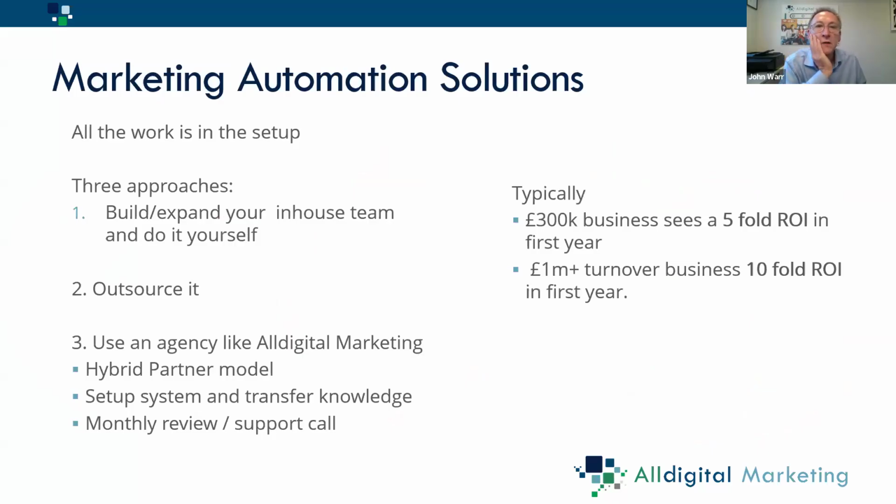Marketing automation solutions. There are three approaches to a marketing automation solution. One, you can build it yourself, expand your in-house team and do it yourself. Go on YouTube, learn all the stuff, get a platform. Option two is you outsource it, you give it to a third party. And the third way, which is the way we would recommend, is to use an agency like ourselves, where you have a hybrid partner model. We come in, we set the system up for you, and as we're setting the system up, we transfer the knowledge.